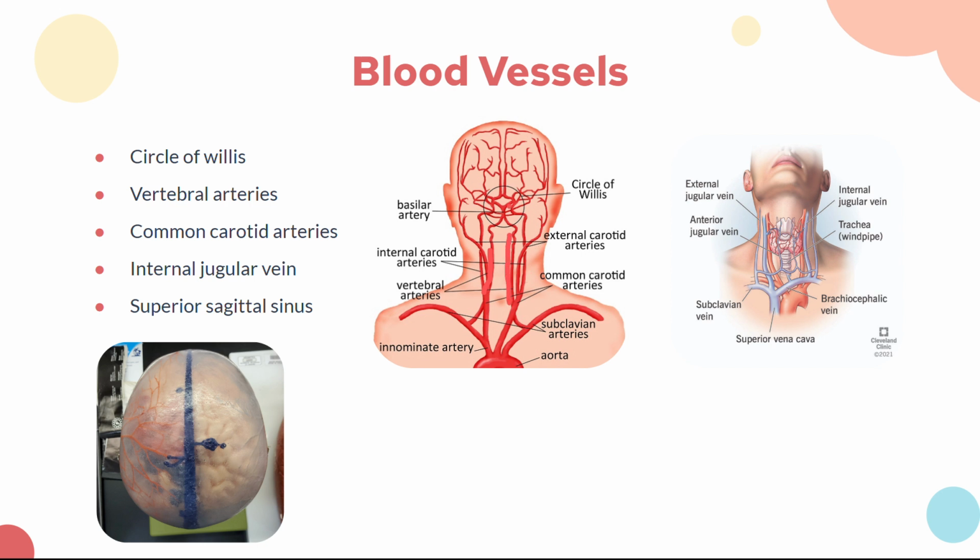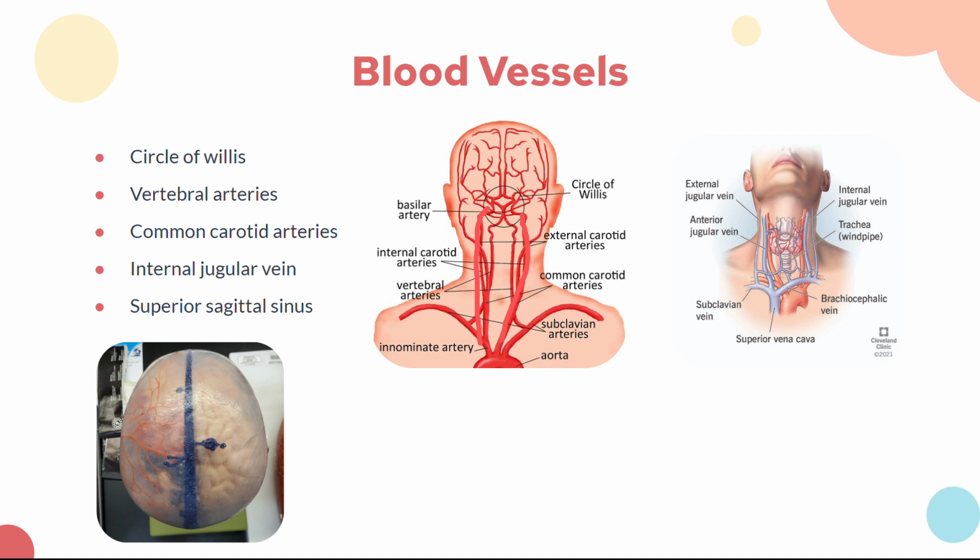So you can see how the circle of Willis goes down like that. That's where our vertebral arteries are. And then the common carotid arteries are also part of the circle of Willis. You can see how it branches out, but more onto the outer sides, and the vertebral arteries are more inner, as you can see.